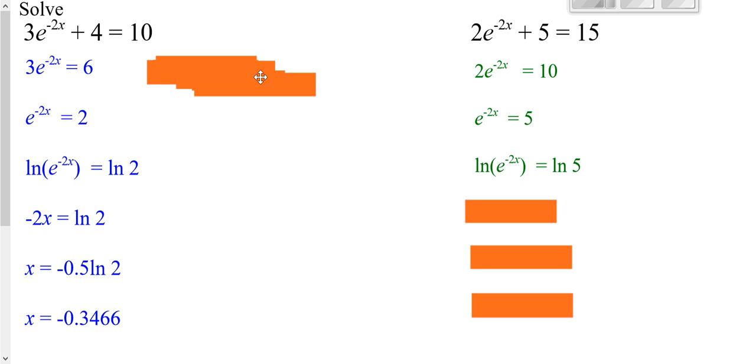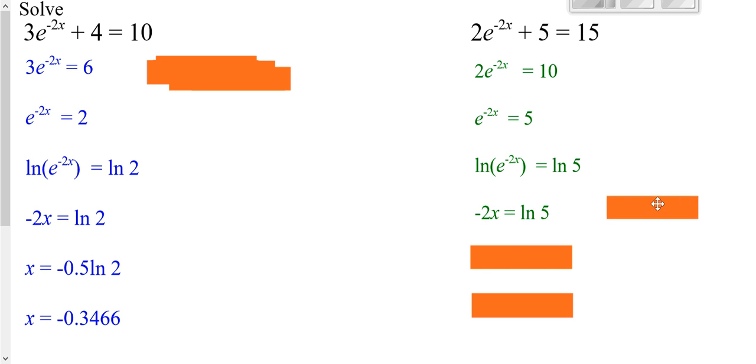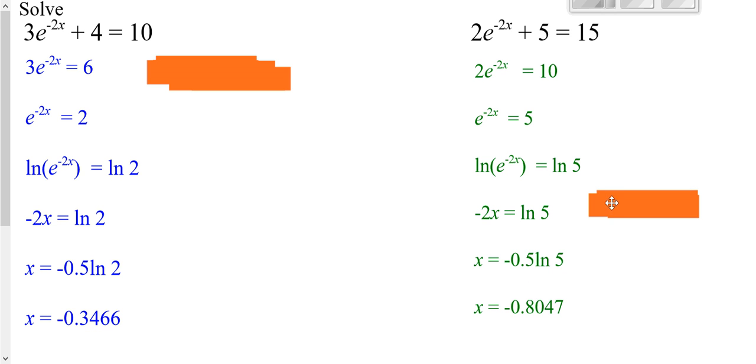Take the natural log of both sides. Remember, e and ln undo each other. Then go ahead and get x totally by itself by multiplying by negative 1/2. Calculator ready form, we type it in and we get our answer. And here we have a polar bear in a blizzard.